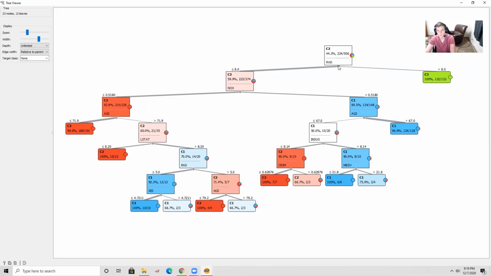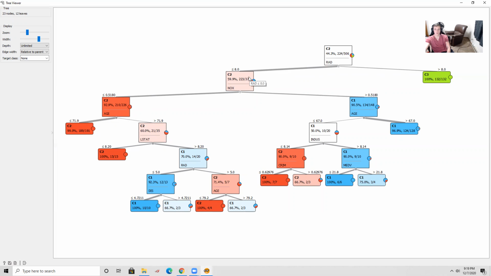From there, the first separation is whether the radial distance is greater than 8, or less than or equal to 8. We can see the values that ended up belonging to C3 were all of those greater than 8 miles from the highway. So for cluster 3, that is the single determining factor: houses that are greater than 8 miles from the highway.